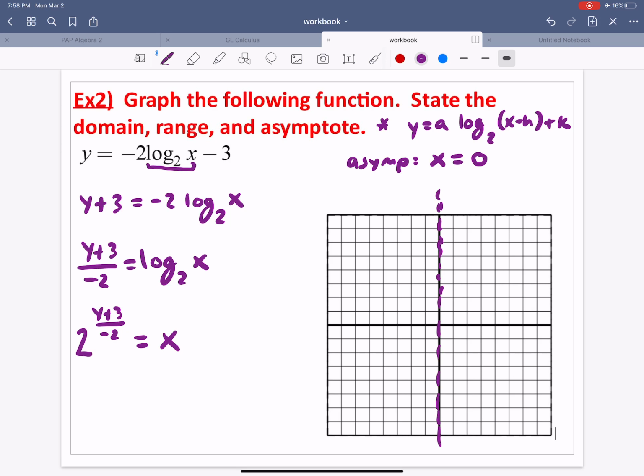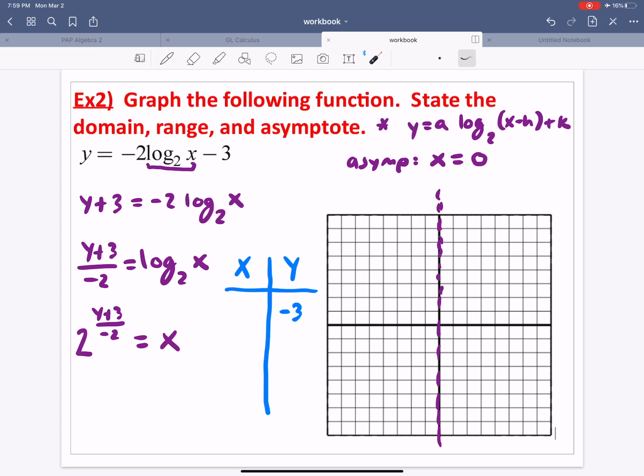Now what we're going to do is make a table of values where, remember, we're going to pick the y values first. Pick the y values first. The y value I usually pick first is the one that makes the exponent equal to 0. So in this case, I'm going to select y equals -3.